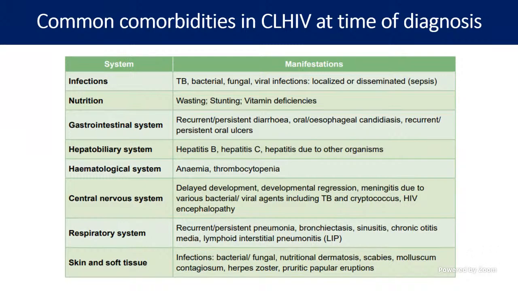They may have bacterial infection, fungal infections in the form of tinea corporis, and bacterial infection like furunculosis, pustules and boils, and cellulitis. They may have nutritional dermatosis, mainly zinc deficiency. They may land up with infections of scabies, molluscum, herpes, and they may have pruritic papular eruptions. They can have skin rashes, all because of the ART drugs also.